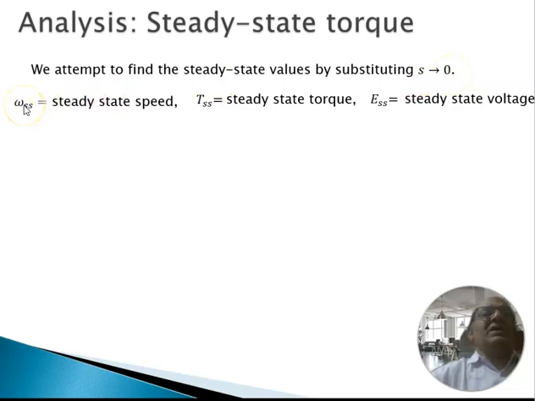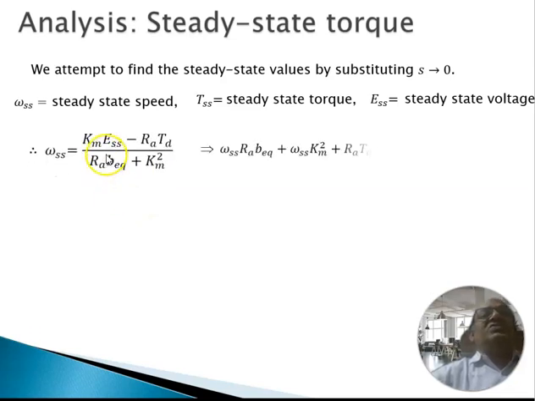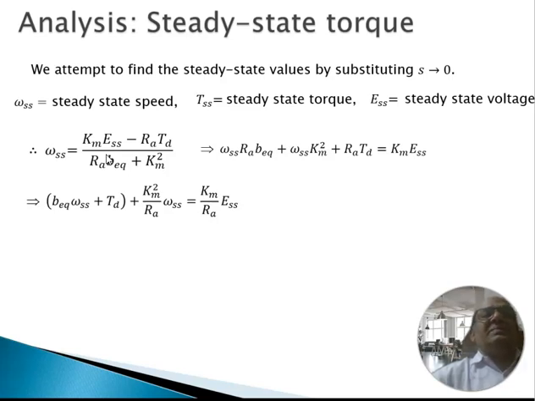Under these conditions, let us represent omega with a subscript SS to represent steady state speed, steady state torque, and steady state voltage applied. With this, the equation simplifies to what is shown over here. We slightly rearrange the terms to further bring the steady state motor torque TSS into the picture. So we'll try to see how this term can be eliminated.